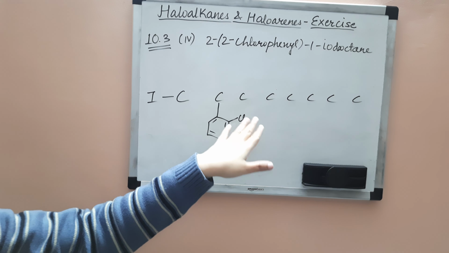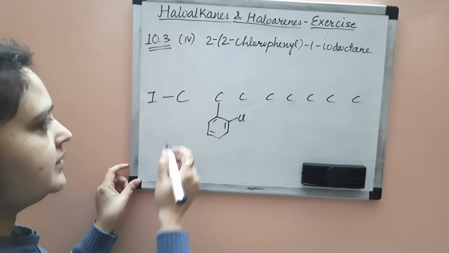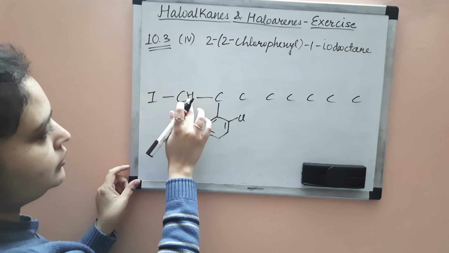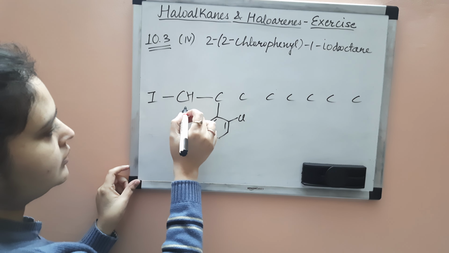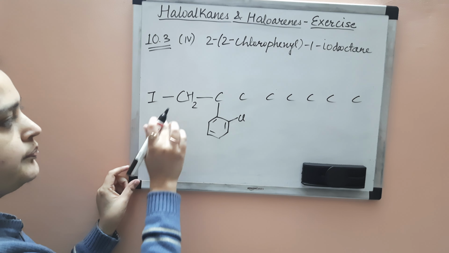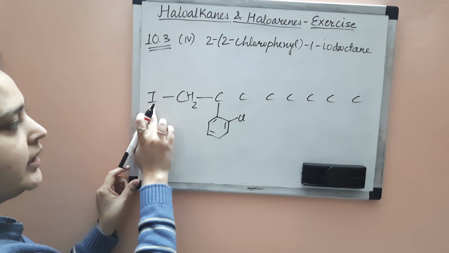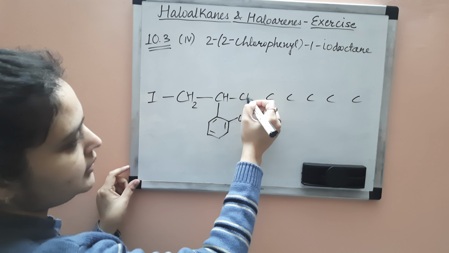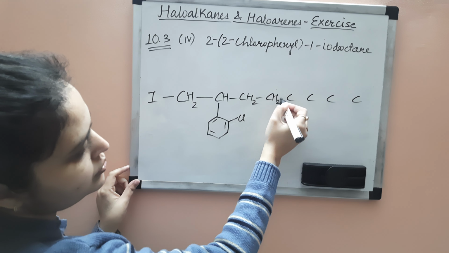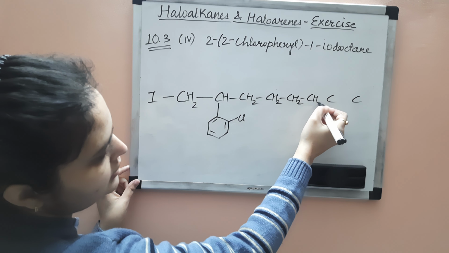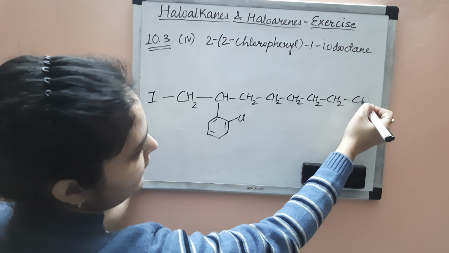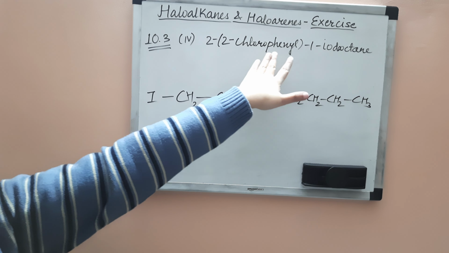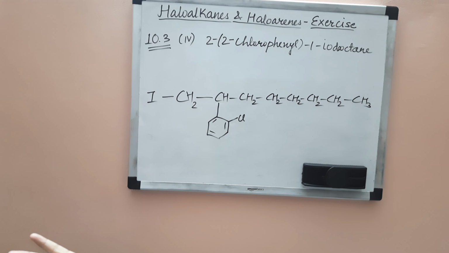Now we will substitute the hydrogen atoms as per the carbon's valency. So here it will come 1 hydrogen, 1, 2, 3, CH2, 2 hydrogen, iodide, and this carbon. Here 1, 2, 3, so CH, here CH2, CH2, CH2, CH2, CH2, and CH3, right? So this is the structure of this compound, 2-(2-chlorophenyl)-1-iodooctane, right?